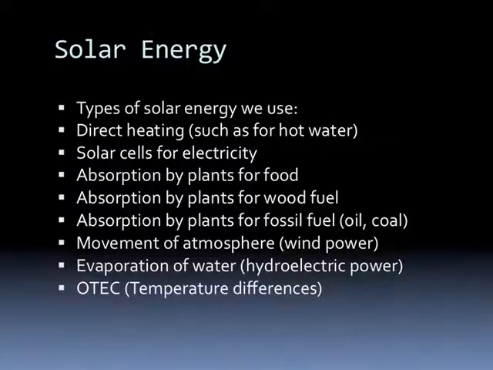Now, plants absorb sunlight, and they turn that into wood or into fuel. We can eat that, and we call it food, and that energy from the sun is what keeps our bodies and animals' bodies going. We can burn it like wood to heat up our homes or to roast marshmallows. We get fossil fuels from plants long ago that have died and collapsed and formed oil and coal. The sun also heats our atmosphere and causes it to move around, so wind power is actually a form of solar energy.